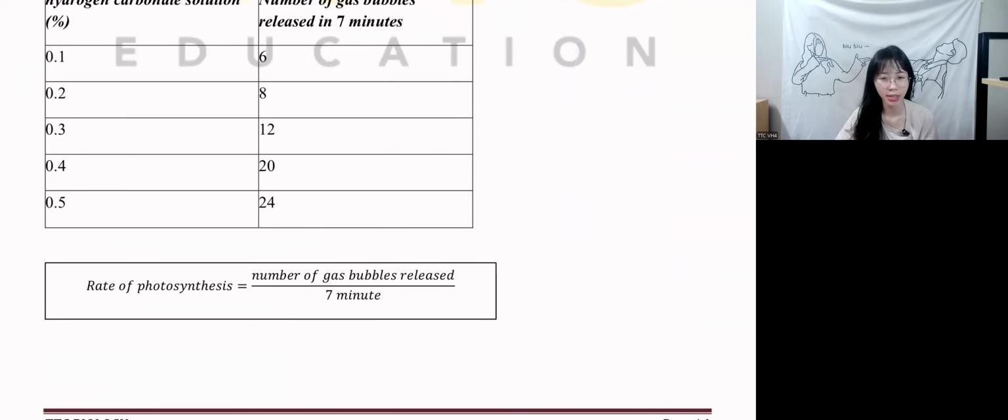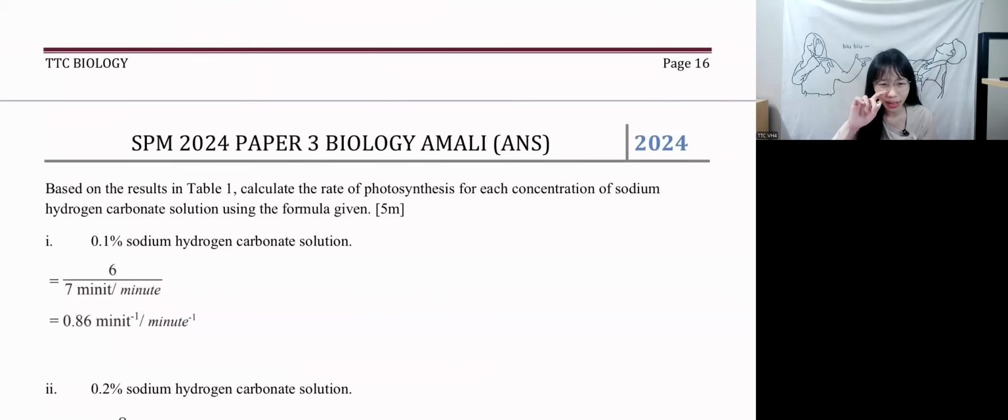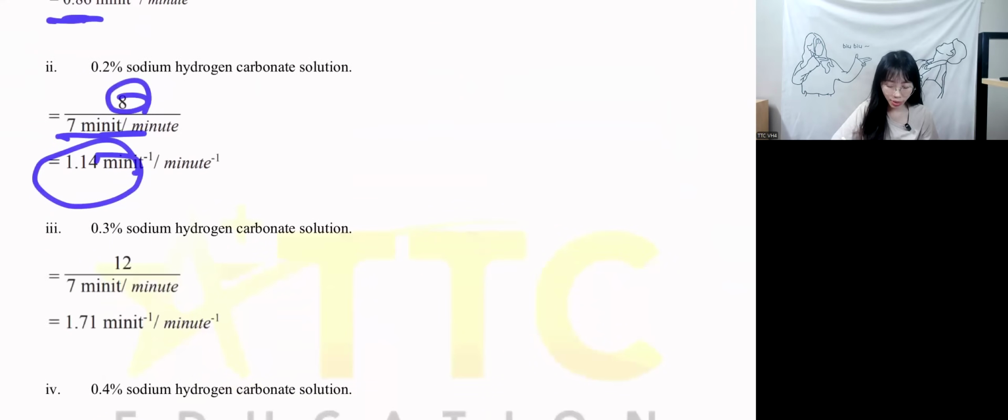And for the rate of photosynthesis, the calculation, they use number of gas bubbles released divided by time. Time is 7 minutes, right? Just now we stopped here. Based on the result in Table 1, calculate the rate of photosynthesis for each concentration of sodium hydrogen carbonate solution using the formula given. You use 6 divide by time, you get this answer. You use 8 divide by time, you get this answer. And then we have 12 divide by time, and so on.